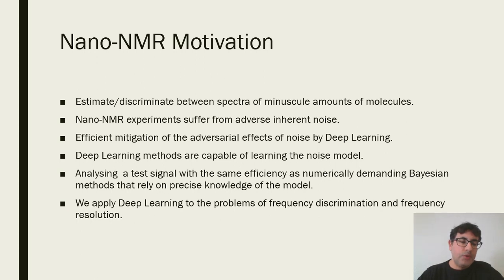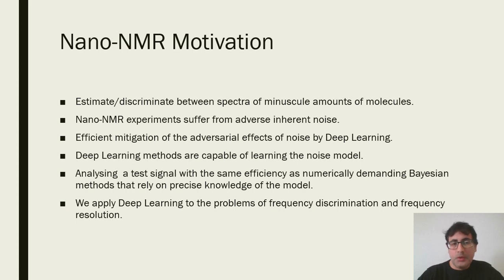And if we have full knowledge of the noise model and the physical model, then we can use Bayesian methods that will give us the optimum information that we could get. But usually we do not have that information and we have a problem. What we want to show in this work is that it could be possible to apply neural networks on the measured data that will learn by themselves the noise model and will give us the optimum information.